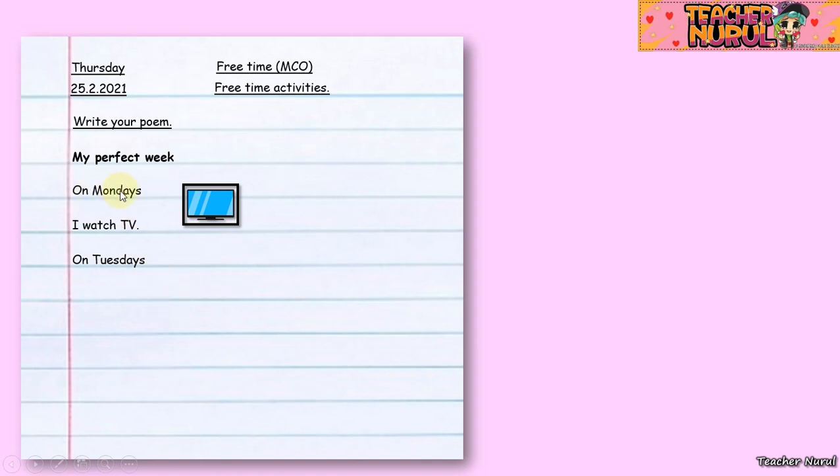So you're going to write down on Mondays, I blah blah blah. On Tuesdays, I blah blah blah. On Wednesdays, I blah blah blah. On Thursdays, I blah blah blah. So you're going to write down from Mondays to Sundays. There'll be 7 days. Okay, and you're going to write down about activities that you're going to do for the whole 7 days.